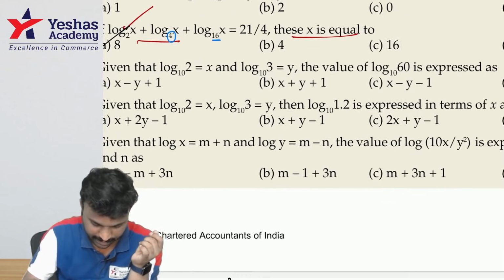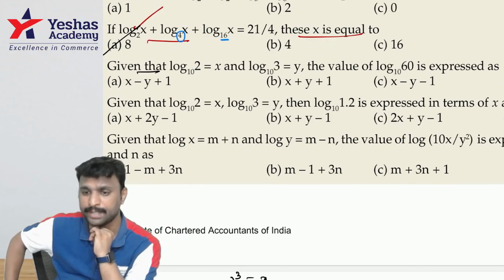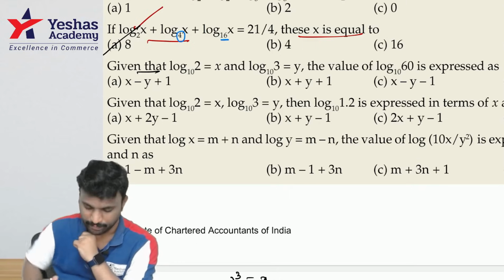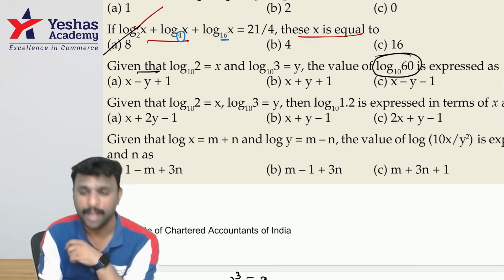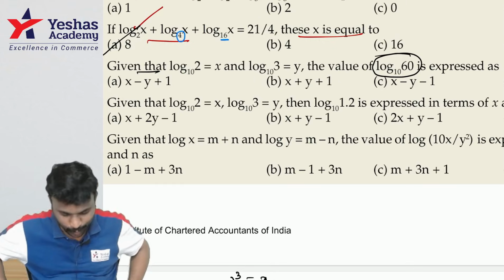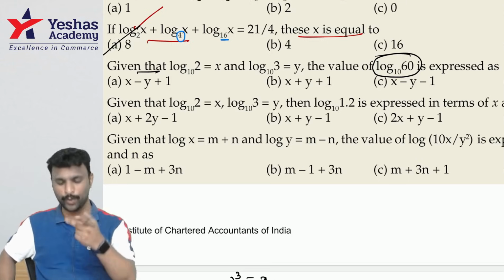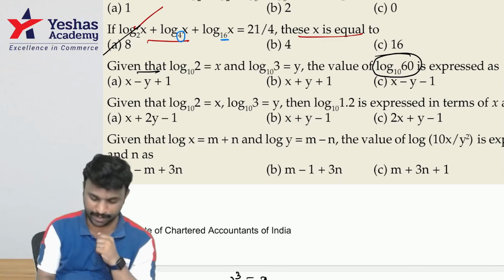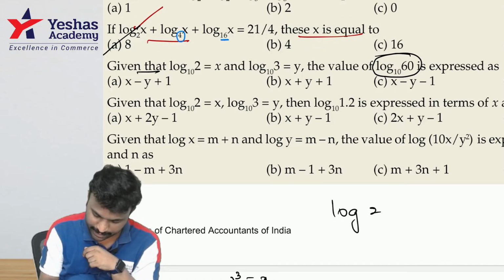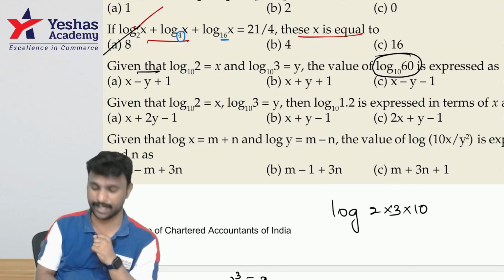Question number 17. Let's look at this. Given that log 2 to base 10 is x, log 3 to base 10 is y, we need to find the value of log 60. So first of all, you're given the values of log of 2 and log of 3. Now we are asked to find the value of log 60. How do I express 60 in terms of 2 and 3? Very good. 2 3s are 6. 6 into what is 60? 6 into 10 is 60.